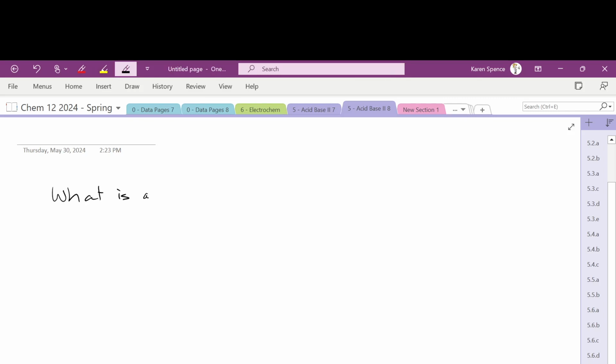So if you need some paper, grab some paper. If you want to write it on the cover of your book, or the last page, that works.